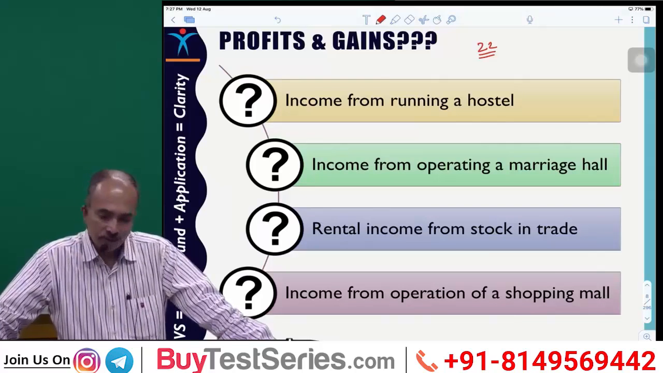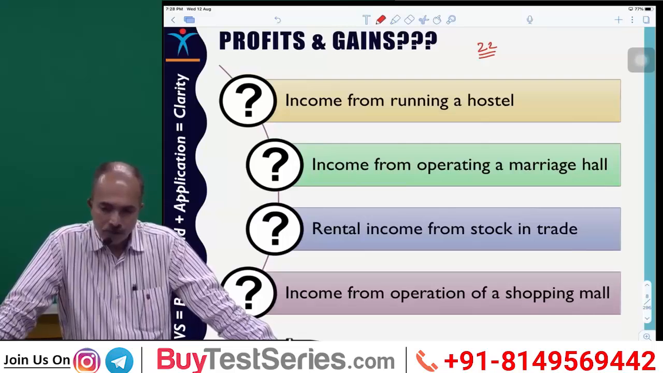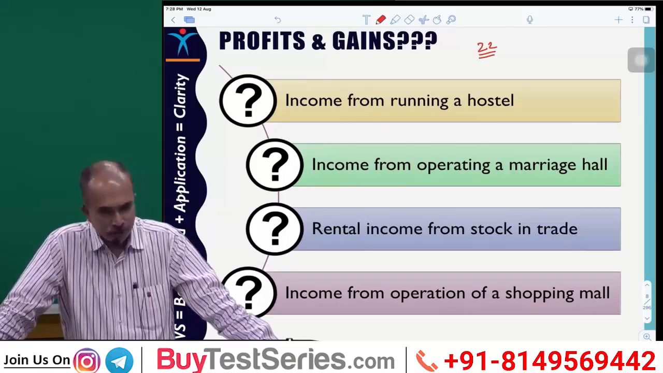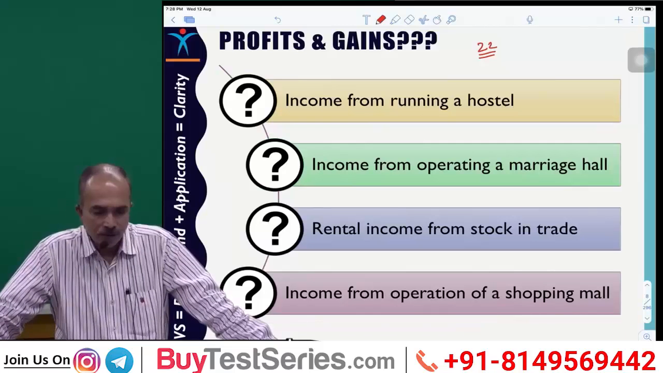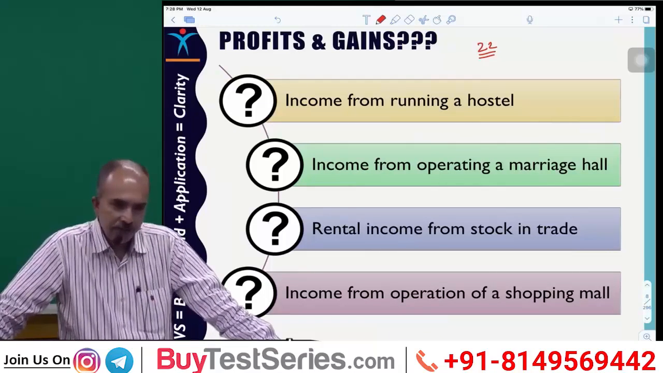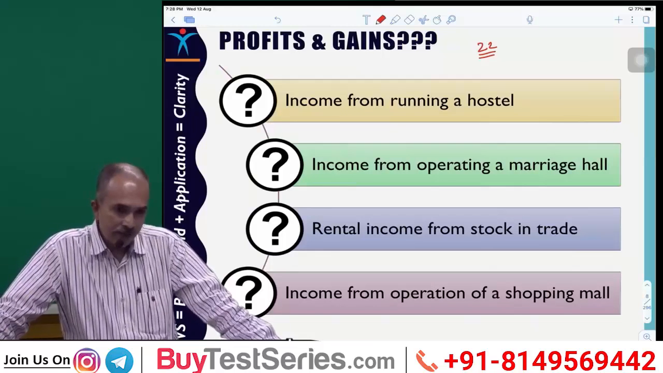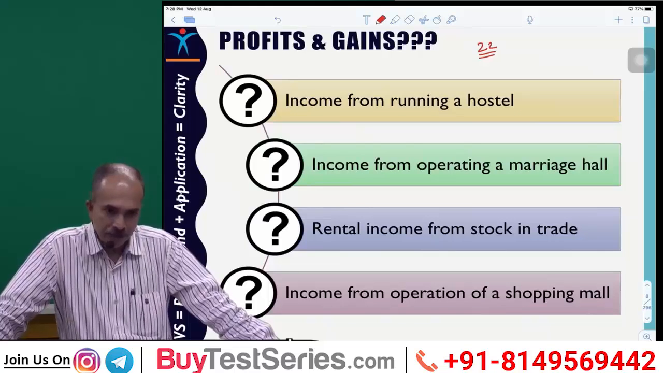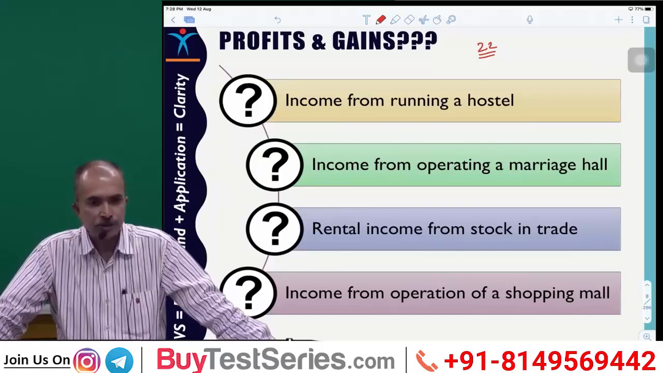But then we have another situation, let us say. I am a builder and I decide I will construct a building with 100 offices, and my intention of building is clearly to give it on rent. The object of creating this entity itself was to give the buildings on rent and earn rental income. So my activity itself would be renting. That is my intention. So now the question comes, in such cases what to do?